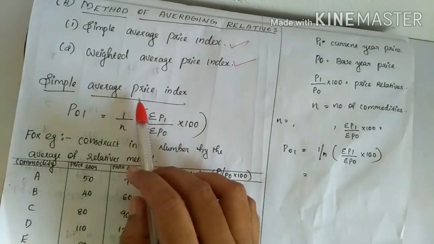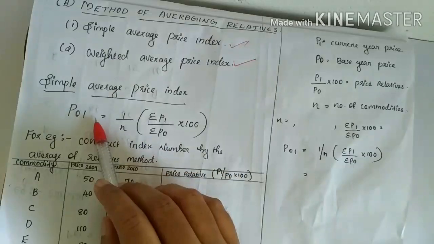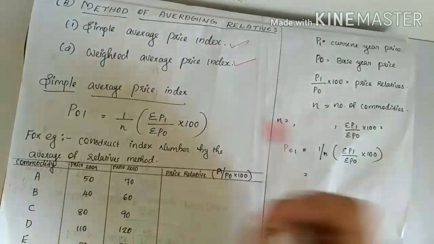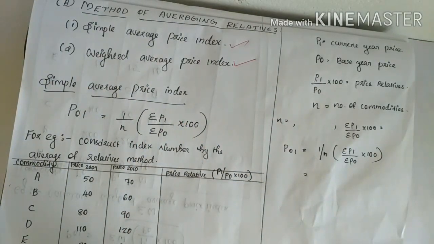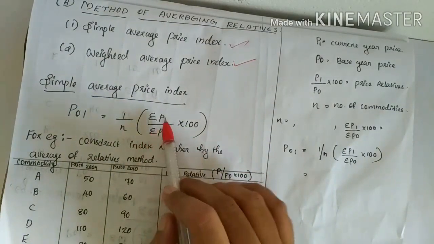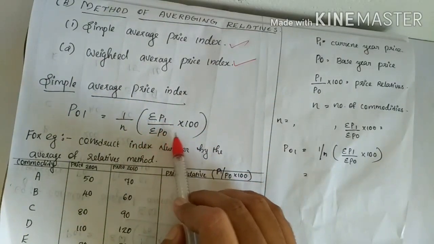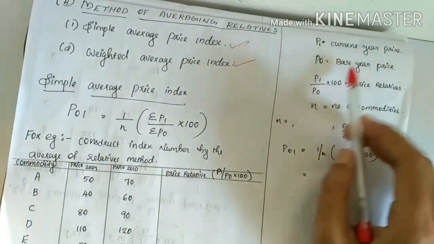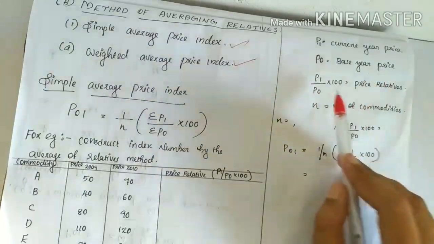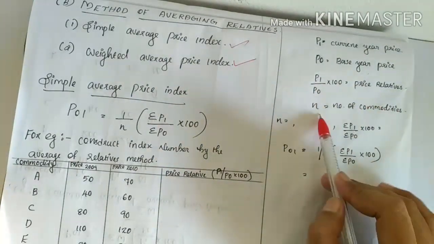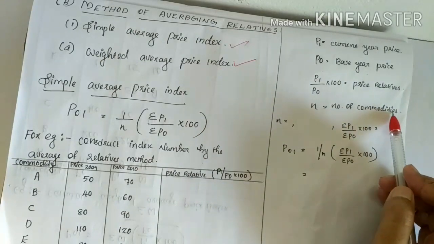The first one is the simple average price index. The following equation is used to calculate the simple average price index: price index is equal to 1 divided by n into sigma of P1 divided by P0 into 100. Here P1 is the current year price, P0 is the base year price, P1 divided by P0 into 100 is the price relative, and n is the number of commodities.